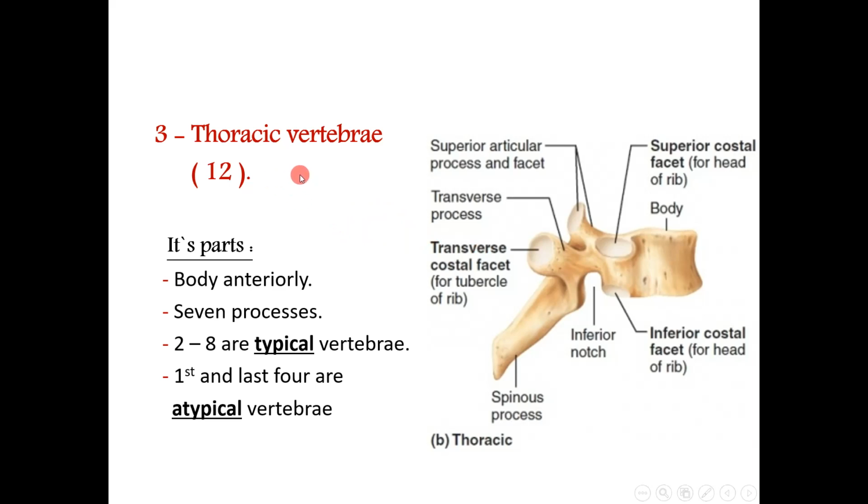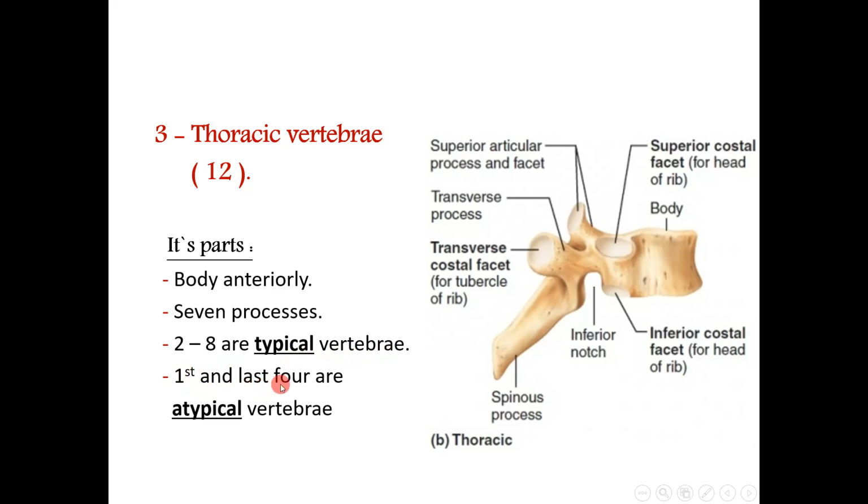Now the third part of the thoracic cage is the thoracic vertebrae, and as we said, there are 12 vertebrae, and its parts are the body. This is the body of the vertebra, and it also contains 7 processes. This is the transverse process, and so on, and the spine of the vertebra. The second to the 8th thoracic vertebrae are typical vertebrae. They carry the same anatomical features, so they are called typical vertebrae.